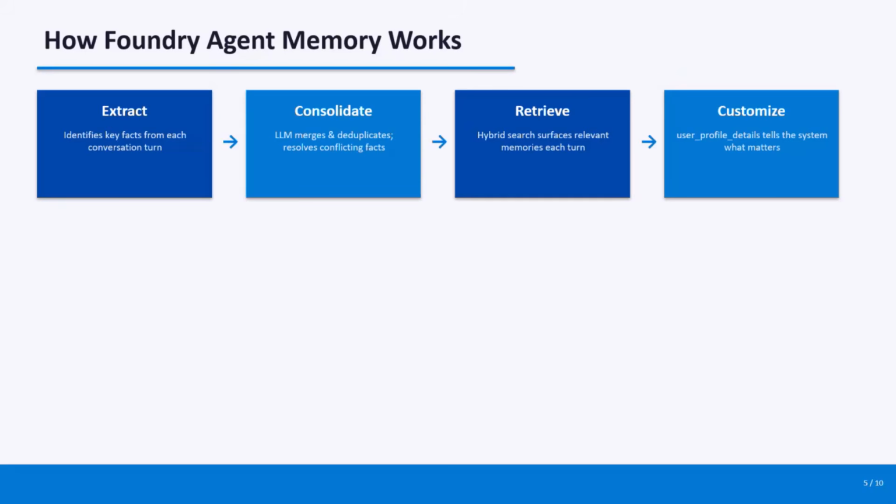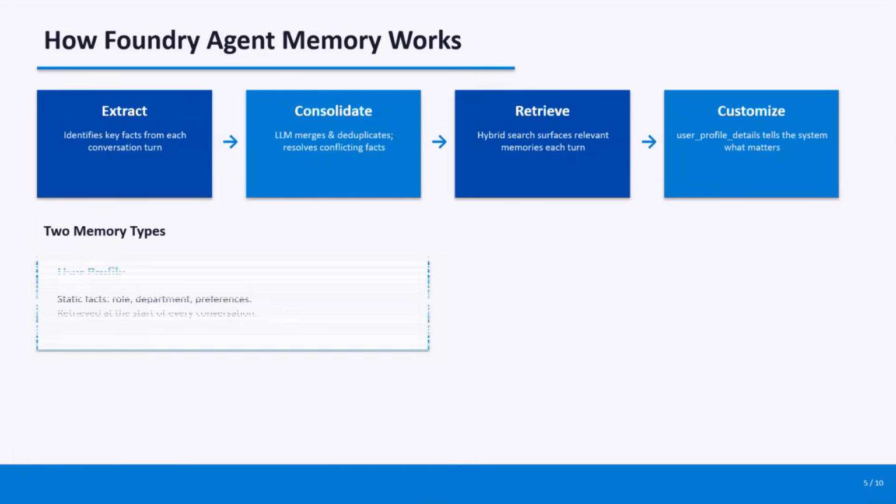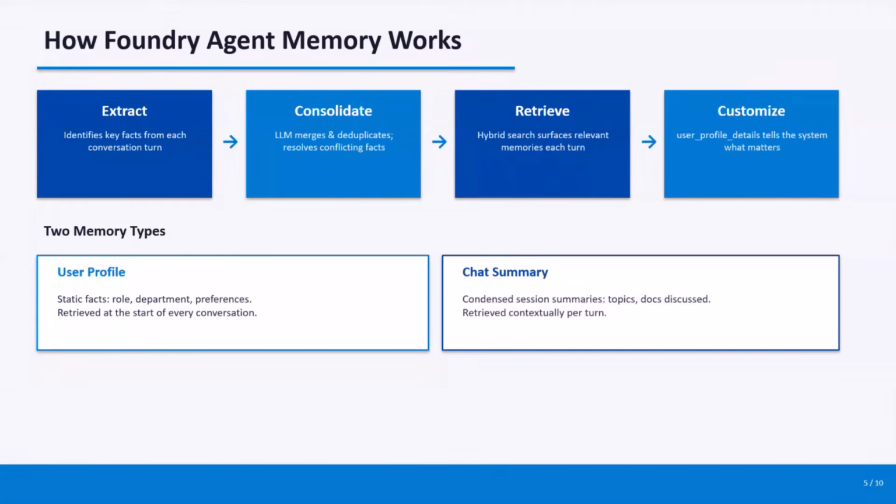That way, the system captures signal, not noise. There are also two distinct memory types. User profile memory stores relatively static facts, who this person is, and that's retrieved at the start of every session, regardless of what the conversation is about. Chat summary memory, on the other hand, captures what was discussed previously. That's contextual and only brought in when it's relevant to the current turn.